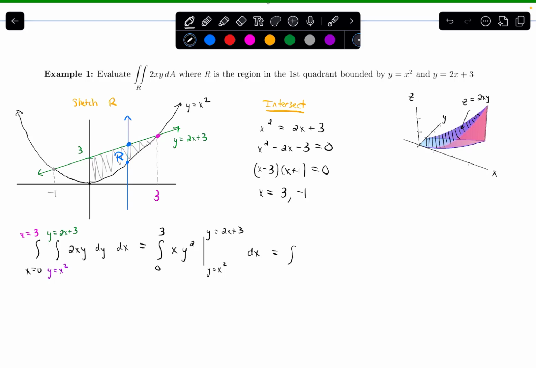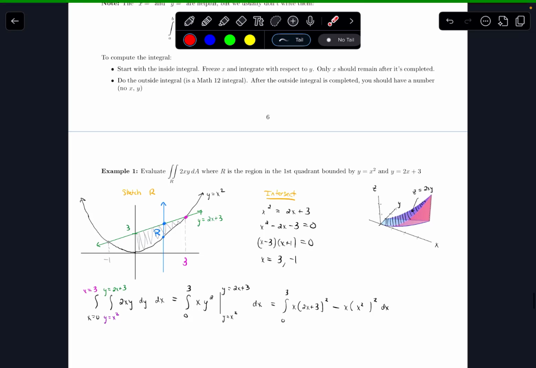I get my outer integral from 0 to 3, and I plug these in for y. So I'll get x times, first, 2x plus 3 getting squared, and then minus x times, when I plug in x squared, x squared getting squared, dx. Whew. Okay, in terms of our steps, notice that after we do this inner integral, which had a dy, and we plug in, now all the y should be gone, only x should remain. That's good, that's what I have.